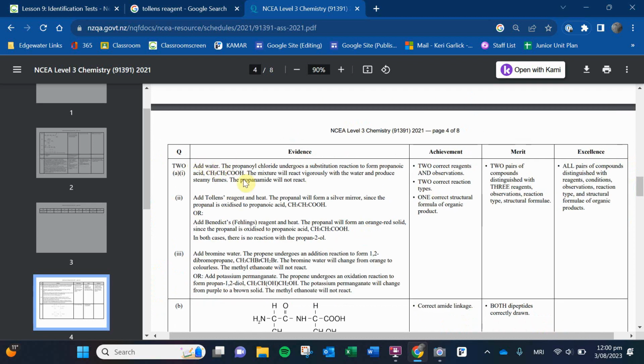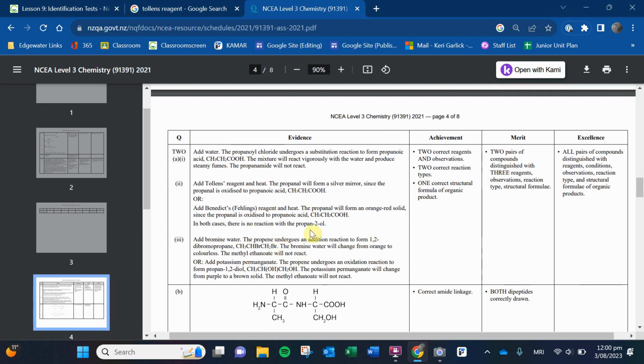So we see, like I said, we were adding water. We're doing a substitution reaction. I stated what was produced. It reacts violently. Propanoamide would not react. Sodium carbonate or Benedict's, those were your 2 choices. Identified that they're the same carboxylic acid it's forming. And then bromine water, addition reaction, showing the product. Methyl ethanoate would not react. There's also another way that you could have done this with potassium permanganate.